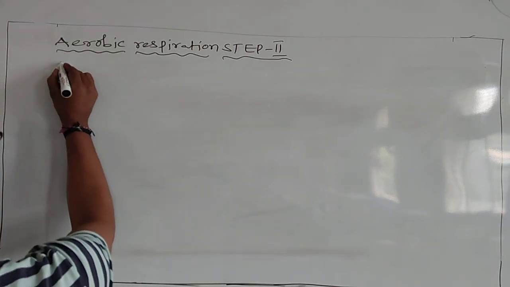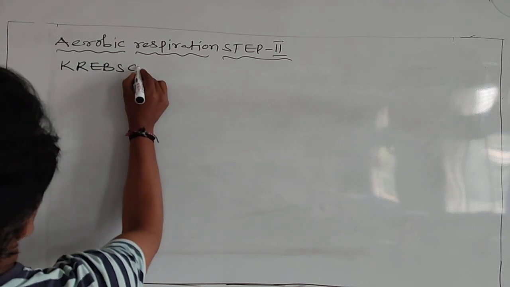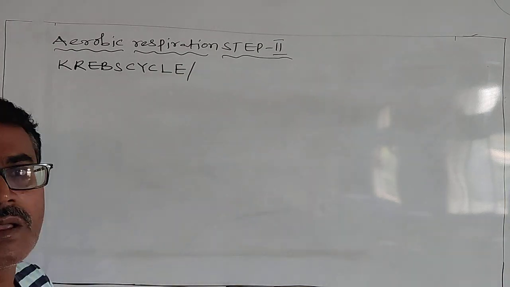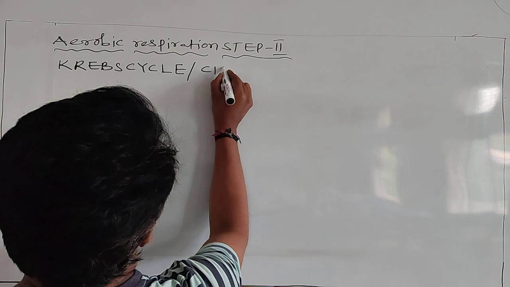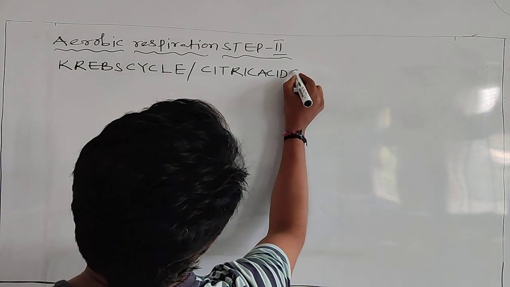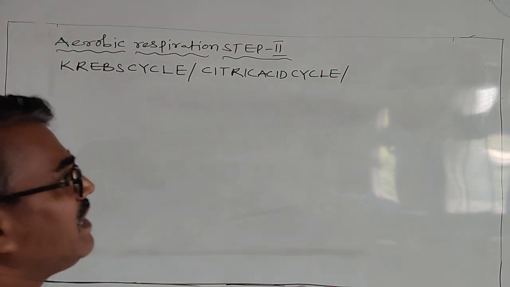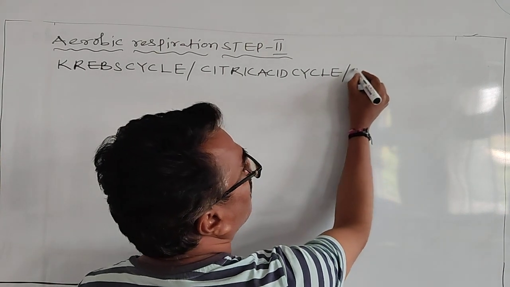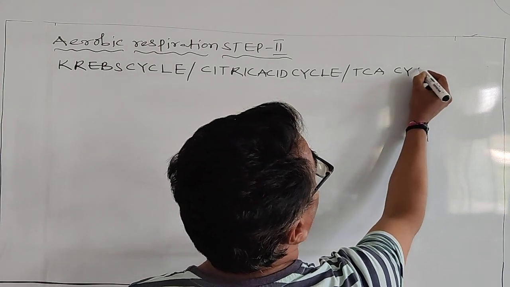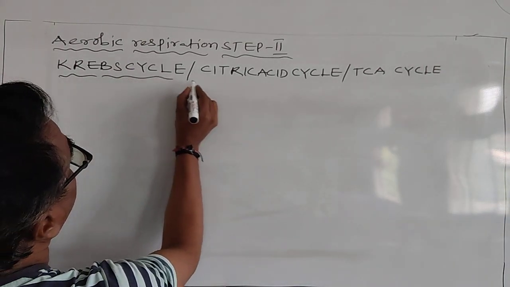This Krebs cycle is also known as the citric acid cycle. It is also known as the tricarboxylic acid cycle, that is TCA. One by one, we will briefly explain these definitions.